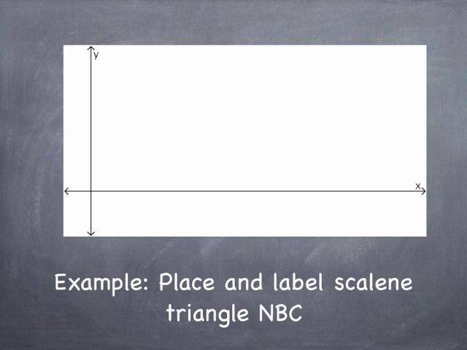Lastly, one example. If I need to place and label a scalene triangle, we're going to call it NBC. In this case, we've got a number of different variables to place. Give it a try. See if you can sketch out a scalene triangle with one side on one of the axes, one of the points at the origin, and a minimum number of letters to indicate that we do have indeed a scalene triangle.